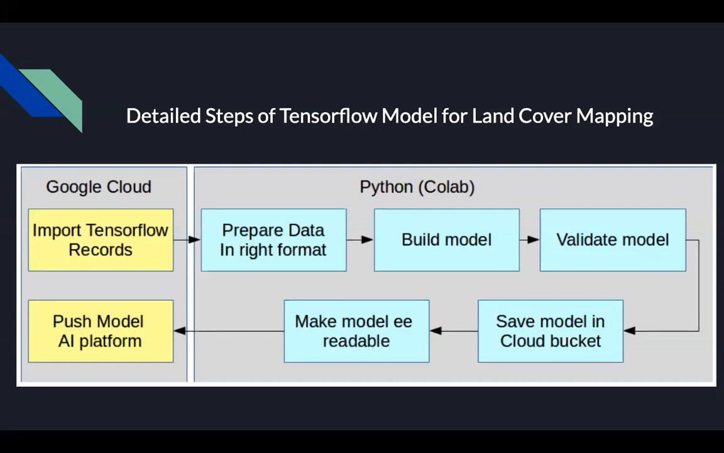So after creating data in the right format, we build our model. Our model uses TensorFlow Keras. After creating our model, we validate it, to see how the accuracy and the result are. And then we save that model in our cloud backend. And then we have to call that model from our Google Earth Engine, make that model EE readable, and then push that model to AI Platform.